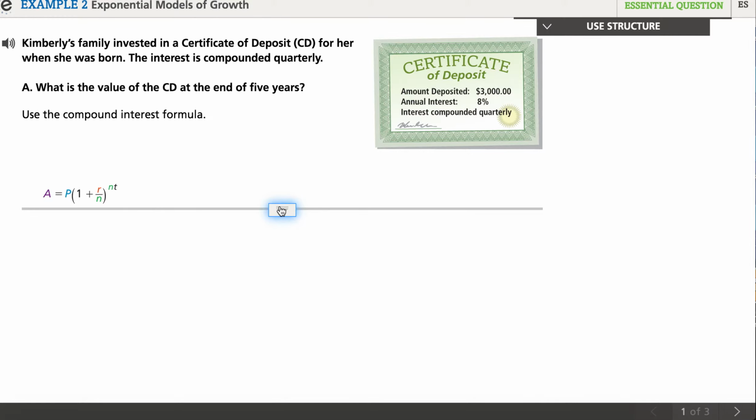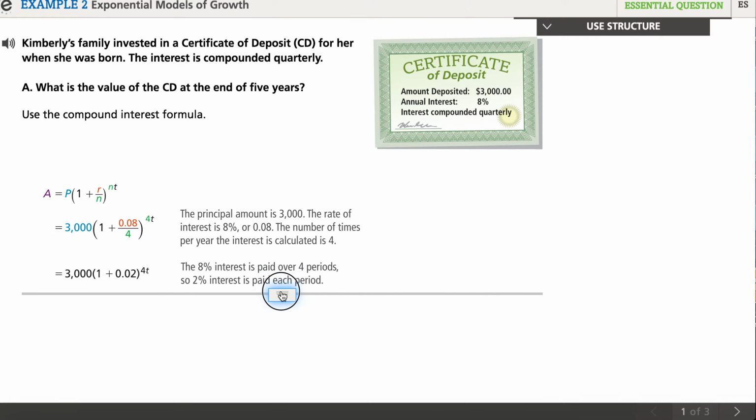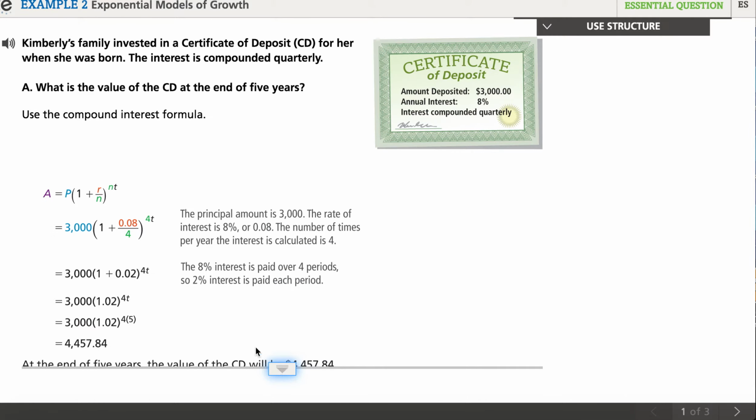Now, let's break down the variables one by one so you understand what we're talking about. 3,000 is the principal amount. The rate of interest is 8%, converting 8% to a decimal is 0.08, over 4, which is calculated quarterly. That means 4 times per year. Divided by 4, to the power of 4 times t. Now we're going to see how many years. t represents the years.